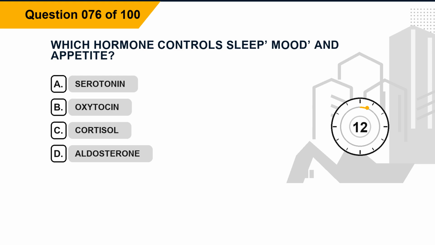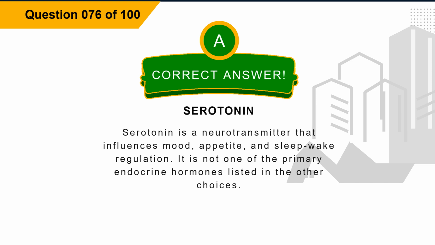Question 76. Which hormone controls sleep, mood, and appetite? Option A, serotonin. Option B, oxytocin. Option C, cortisol. Option D, aldosterone. The correct answer is option A, serotonin. Explanation. Serotonin is a neurotransmitter that influences mood, appetite, and sleep-wake regulation. It is not one of the primary endocrine hormones listed in the other choices.